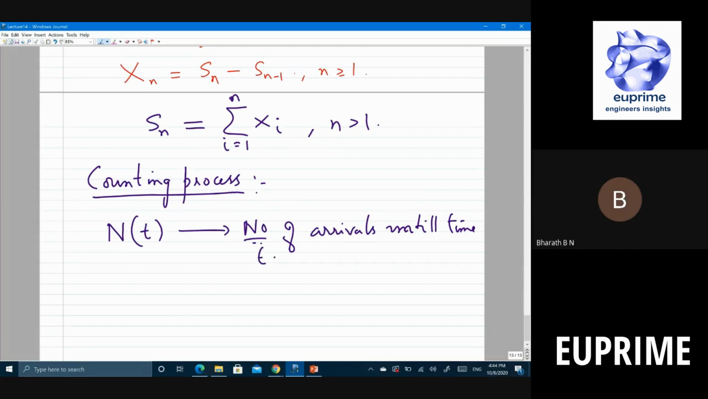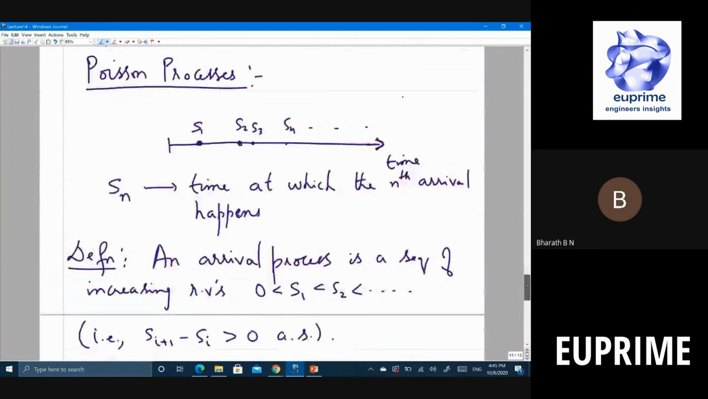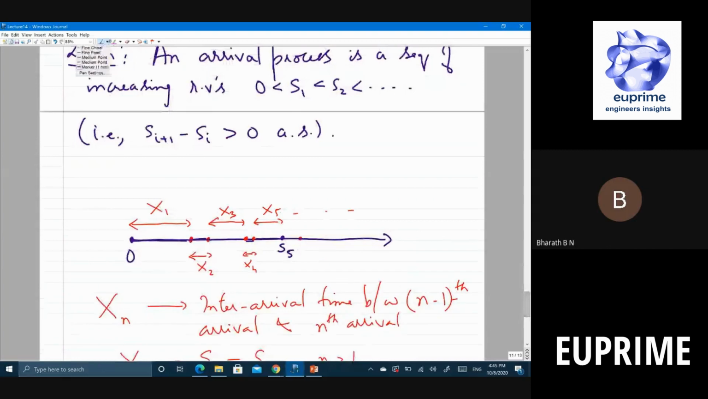Okay, you understood, right? For example, let's look at this example. If you look at t to be somewhere here, t to be this one, what is N of t here? Can somebody tell me? 3. 1, 2, 3. Right? This is 3. This is N of t. Is that fine?